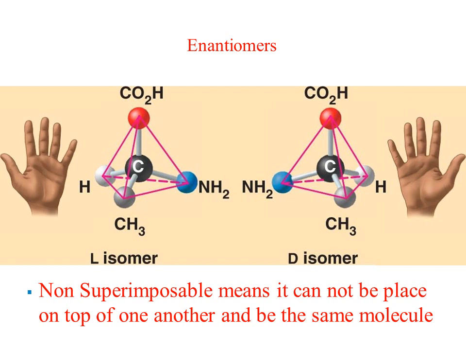This is a picture to show you an enantiomer. The left hand image versus the right hand image. They are mirror images of one another. You cannot superimpose these two images. So an enantiomer is non-superimposable, which means it cannot be placed on top of one another and be the same molecule.